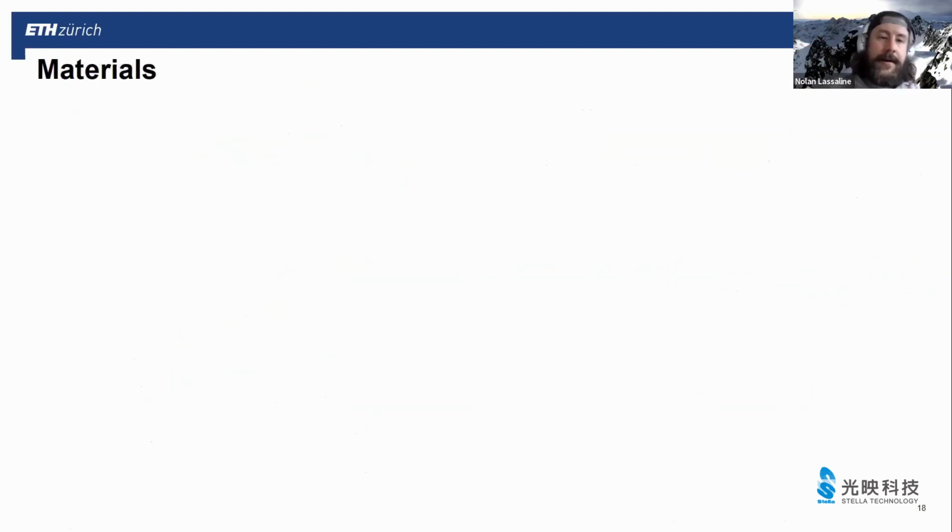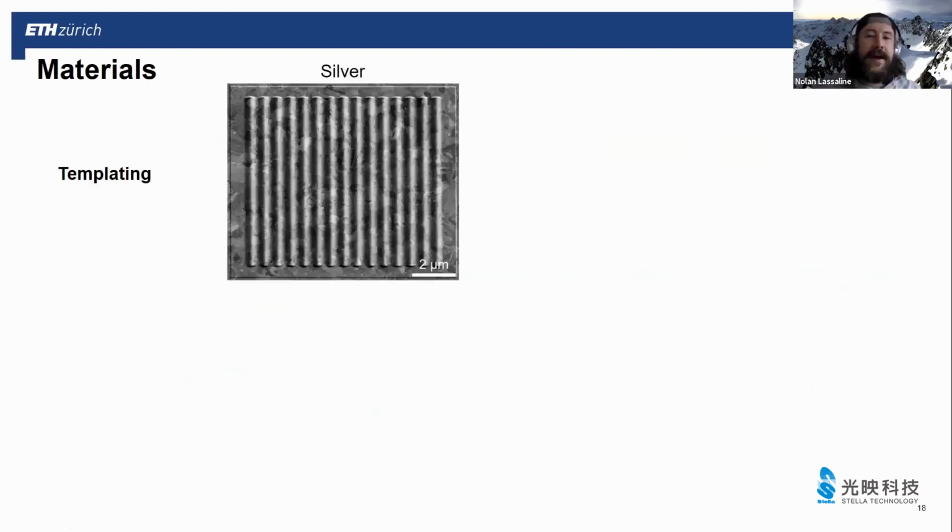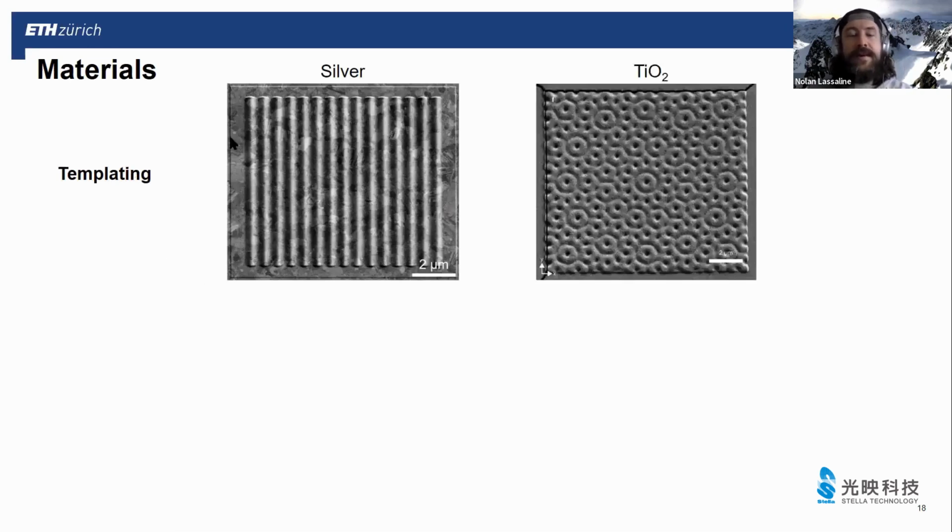And the final thing to show is that depending on what you want to use these surfaces for, you may require that you're able to transfer these profiles into a number of different materials. Until now, everything that I've shown has been with this templating process to transfer these materials to silver. But we've also shown that using templating, we can transfer it to dielectric materials, such as titanium dioxide, this high index dielectric used for many optical applications.